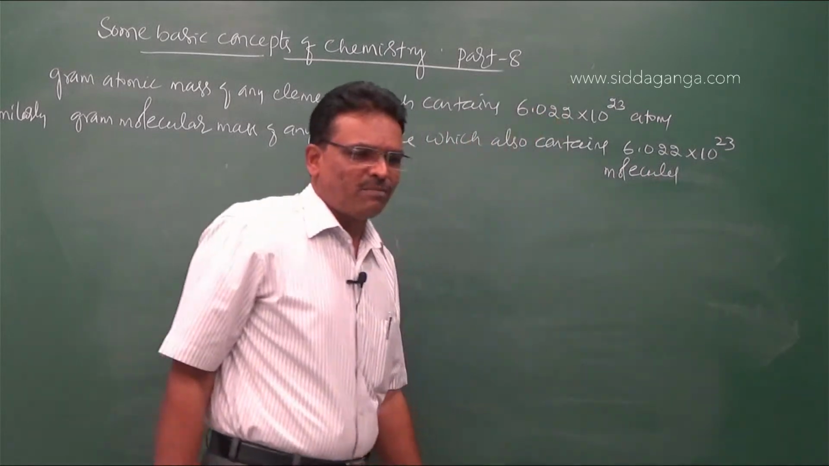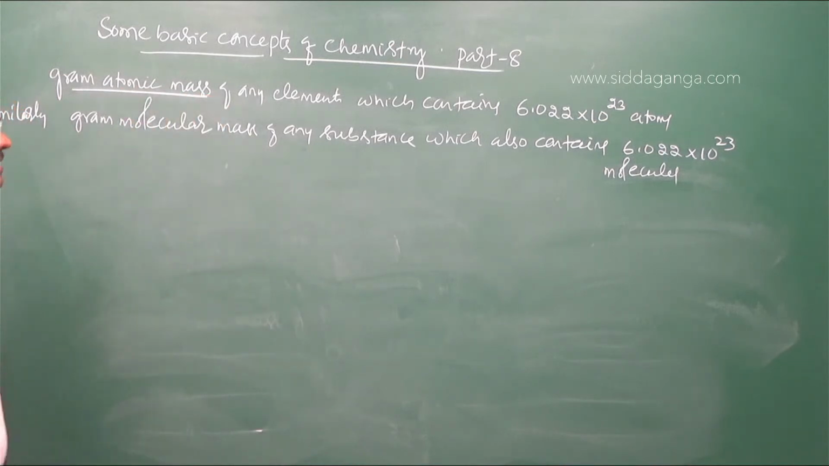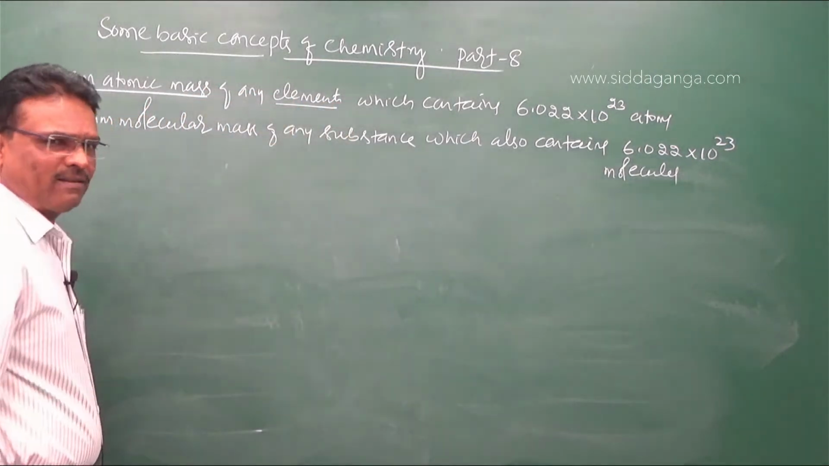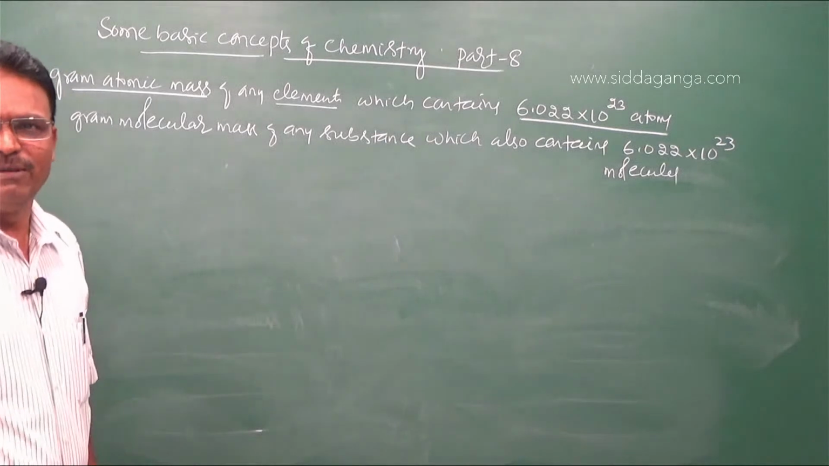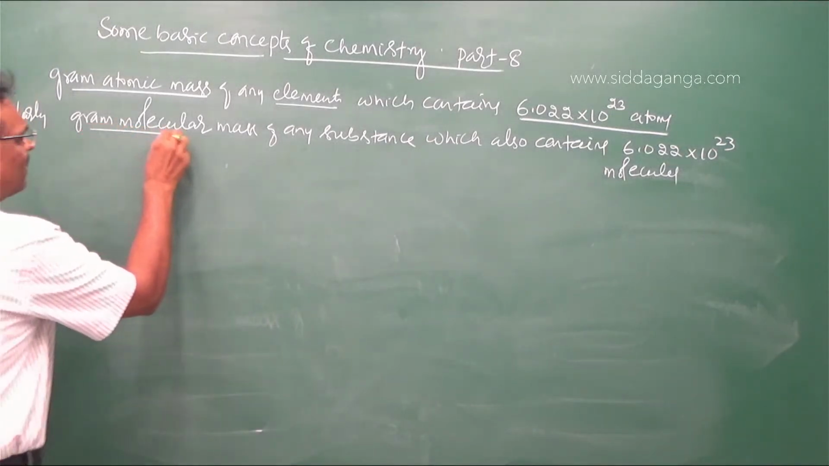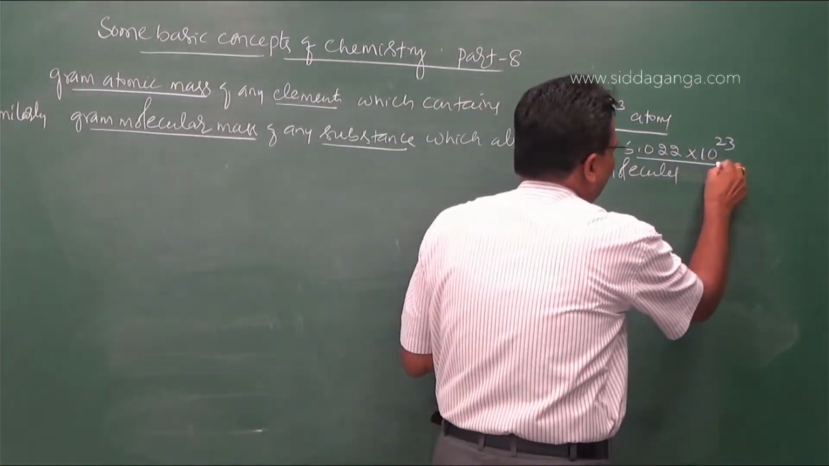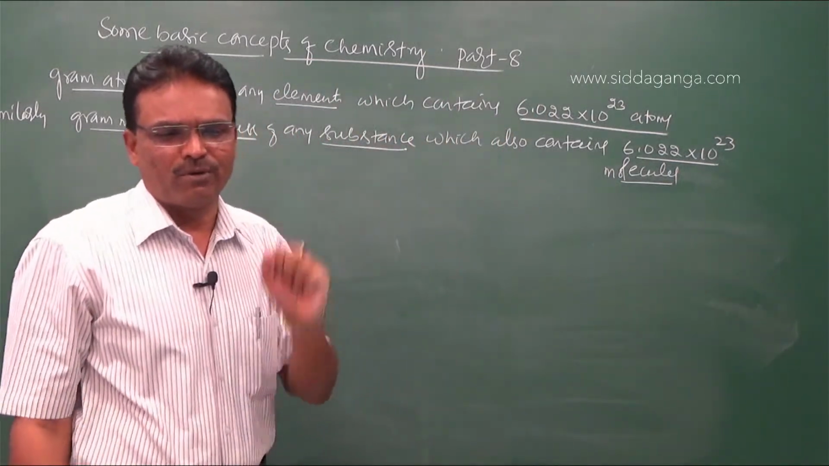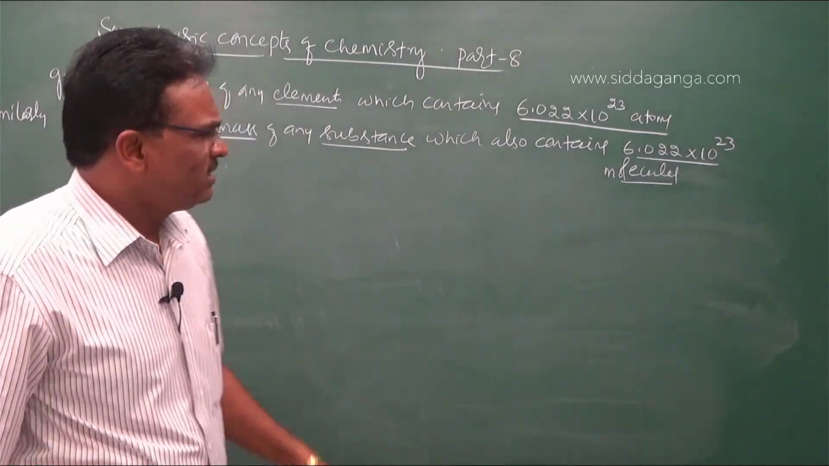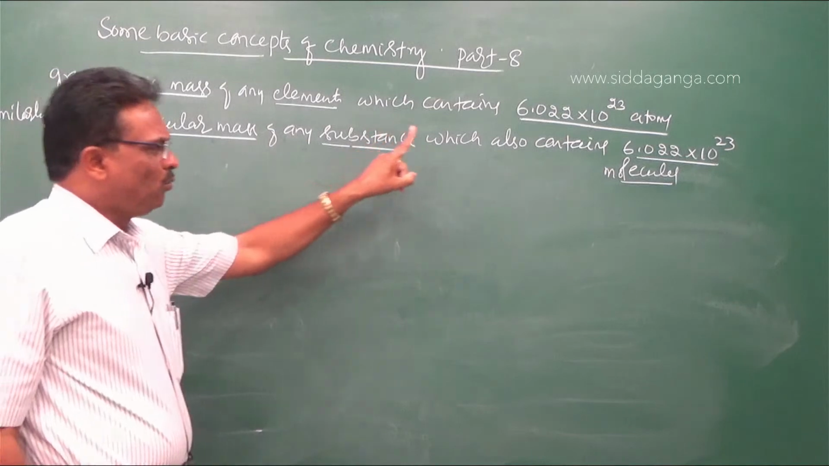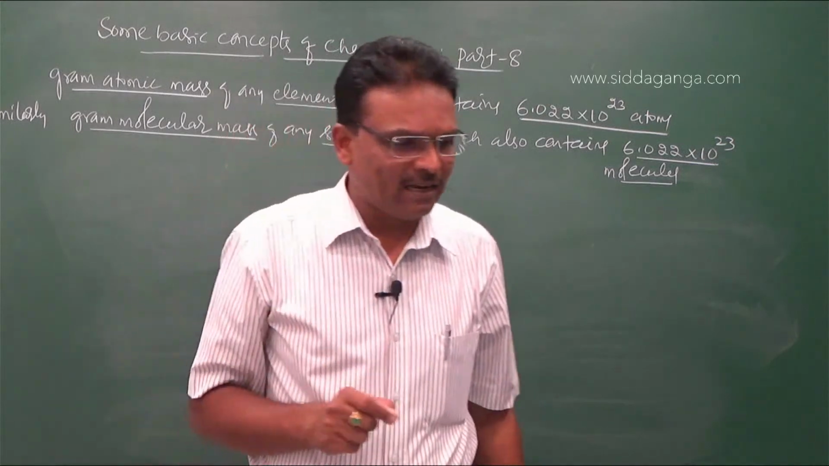Look at the two statements. Gram atomic mass of any element contains Avogadro number of atoms. Similarly, gram molecular mass of any substance also contains Avogadro number of molecules. So this is the most important statement. Remember this well. Gram molecular mass of any substance also contains Avogadro number of molecules.